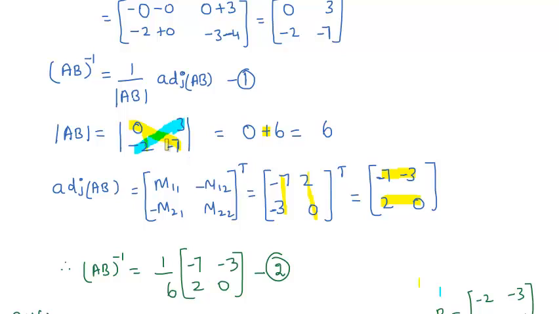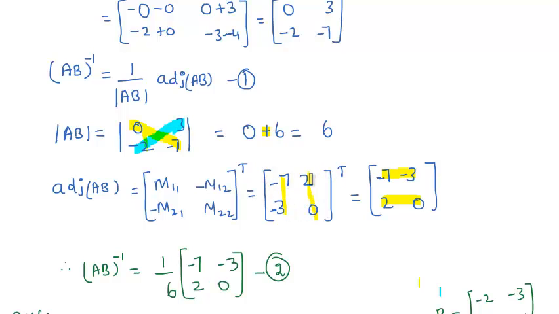What is the remaining element? The remaining element is -7. Similarly, for the second element, if you eliminate the second column and first row, you will get -2. In the formula you have one minus, so you will get plus 2. And then for the third element, you eliminate the first column and the second row, you will get 3. In the formula you have one minus, so you will get -3. For the fourth element, if you eliminate the second column and the second row, you will get 0.